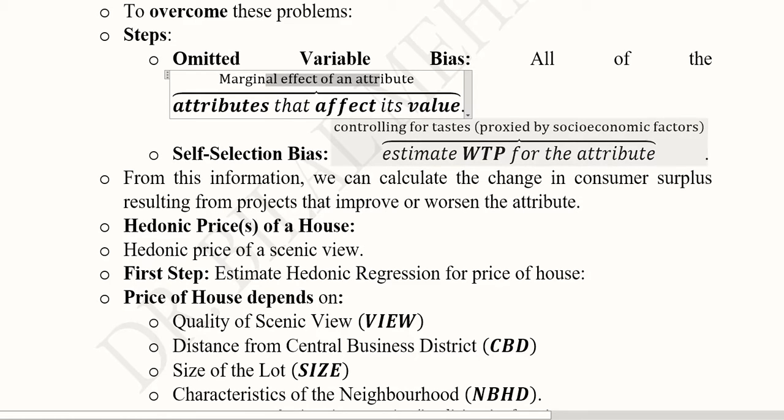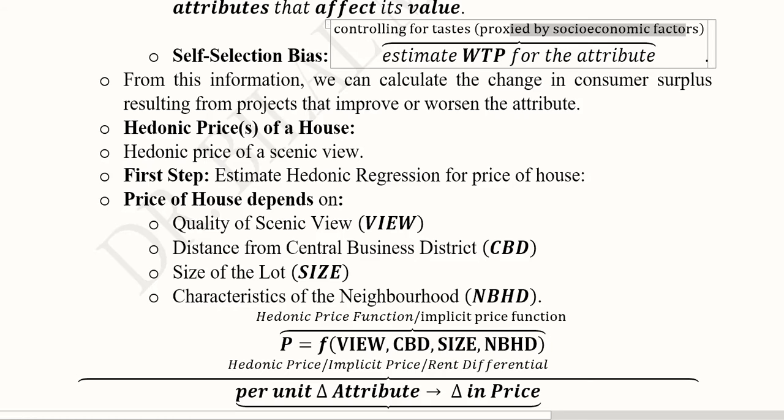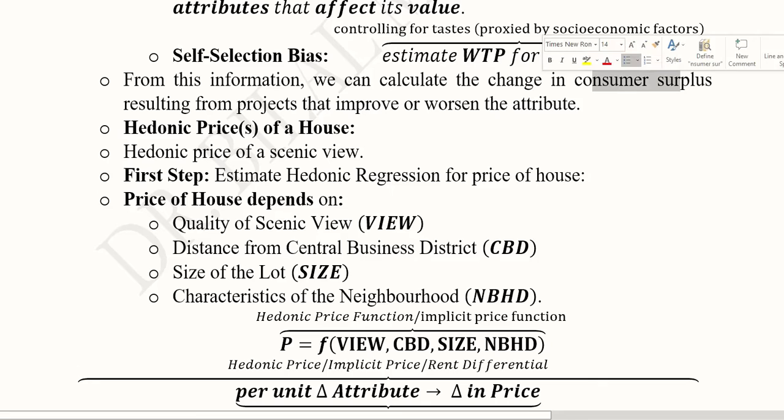Self-selection bias: what we do is we estimate the WTP for the attribute, and in that process we control for the tastes. The tastes are proxied by socioeconomic factors, because the socioeconomic factors determine the taste of the people. Now using this we can find out various variables like consumer surplus and how it changes when the attribute improves or deteriorates.